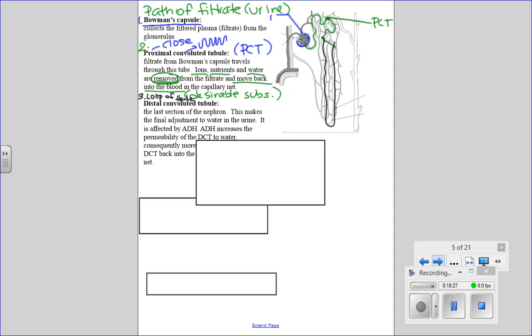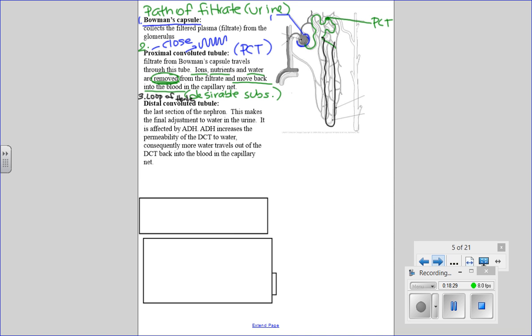The next piece is the distal convoluted tubule. The distal convoluted tubule is the one that's at the end. So you'll be able to recognize it because it's attached to the long branch on the side, but that's the distal convoluted tubule. It's called distal because it's farther away from Bowman's capsule. It's called convoluted because of its shape, and it's called a tubule because it's a tube. You could abbreviate this one DCT.